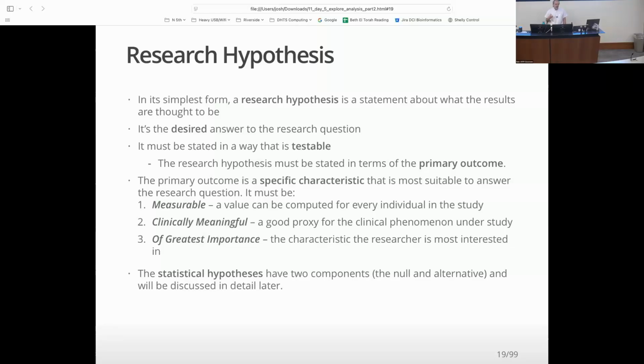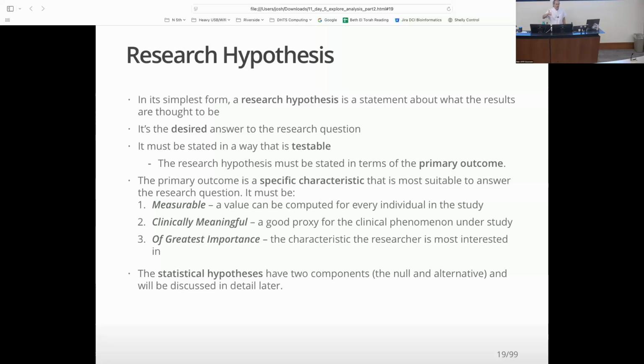And then the other key characteristic of the primary outcome is that it should be the result that's of greatest importance. You can measure other things and you can have secondary outcomes, but really it should be relative to the research question.